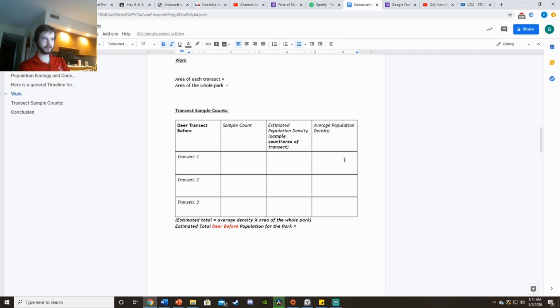And then the very last thing you're going to do is take that average population density and multiply it by the area of the whole park, and that will give you your estimated total. You'll get a fairly solid number, like there are 686 deer in the park, or there are 1,115 deer in the park. You'll get some big number, and that'll be your estimate for how many there would be in the total area.